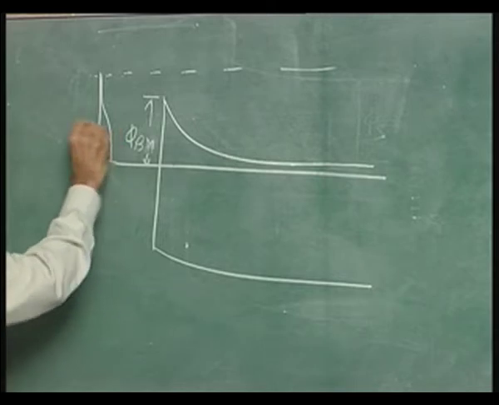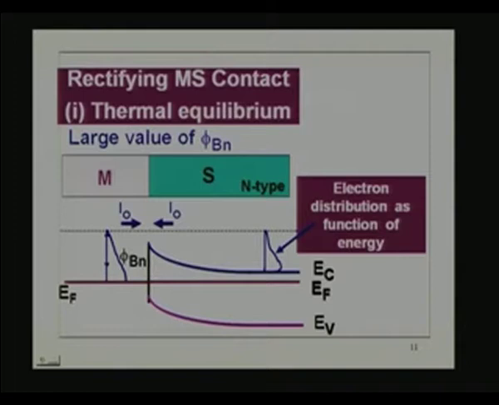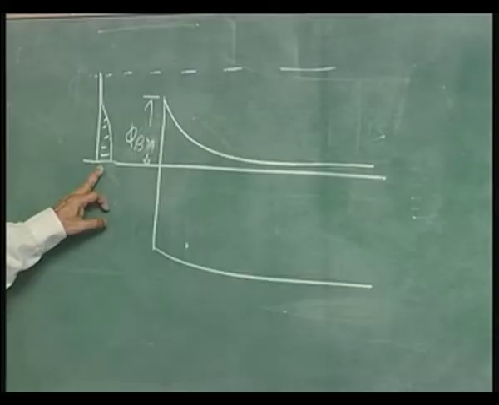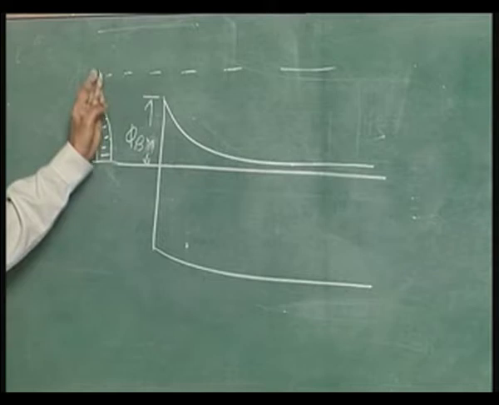This is the electron distribution of electrons in the metal as energy goes up. After all, the Fermi level is defined as the level up to which electrons are occupied at 0 temperature. When you raise the temperature to room temperature, many of the electrons find themselves at energy above the Fermi level, and this is the distribution. The probability of occupation goes on decreasing as you go up. This is actually the probability of distribution.